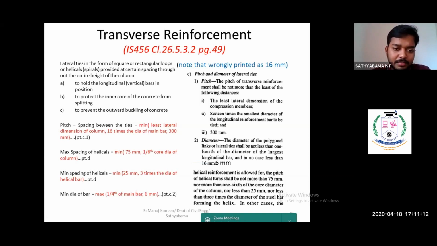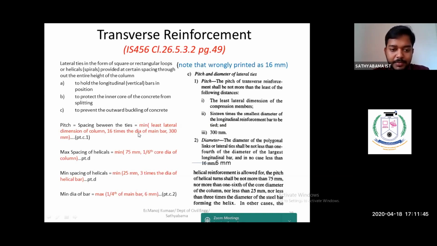When the load is applied on the column with some eccentricity, some portion will be undergoing compression and some portion will be undergoing tension. So due to this imbalance of forces of compression and tension, the column will undergo buckling. And what is pitch? It is the spacing between ties. That is, it is taken as the minimum of the least lateral dimension of the column, that is the width of the column, and 16 times the diameter of the main bar.